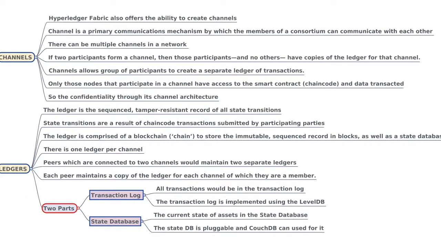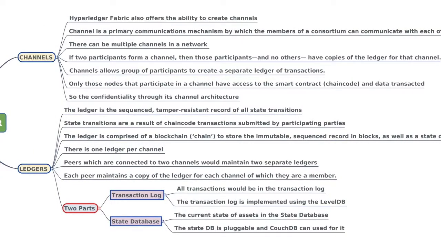So there is always one ledger per channel. Suppose a peer is connected to two channels, the peer would be maintaining two separate ledgers. So each peer maintains a copy of the ledger for each channel of which they are a member.